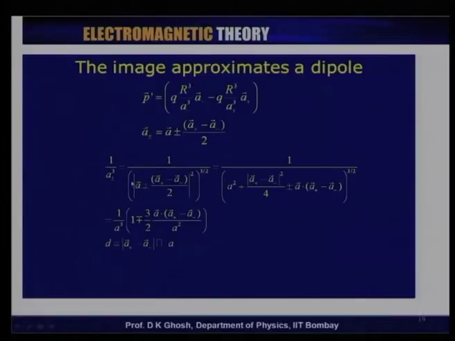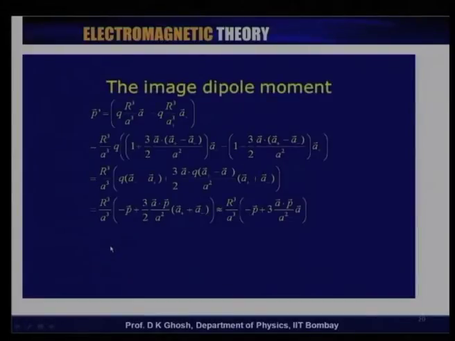Now, you can do a simple calculation and rewrite the expression for p prime by approximating the 1 over A plus minus cube, and taking the assumption that the length A plus minus A minus of the dipole is much smaller than the length A. Then one can show, with fairly straightforward algebra that I am not repeating, that the image dipole moment is r cube by A cube times the negative of the object dipole moment, but there is an additional term that is proportional to 1 over A to the power 4.